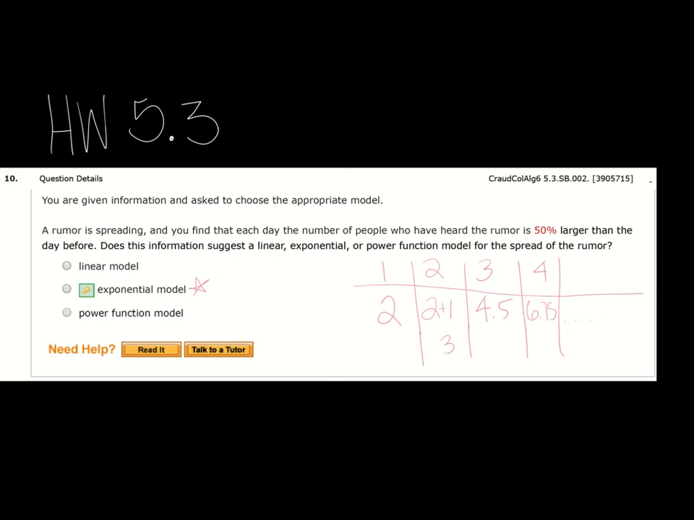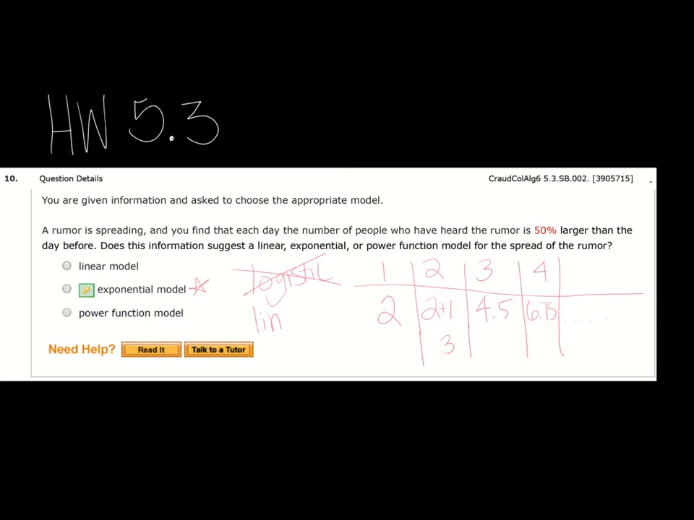Anytime you have percentage growth and there's no upward bound on the number of people who can know the rumor, there's no limit on resources that are going to keep people from knowing the rumor. It's just knowledge. So what that means is that it's not logistic in any way, because that would imply that there's some sort of limit on resources.